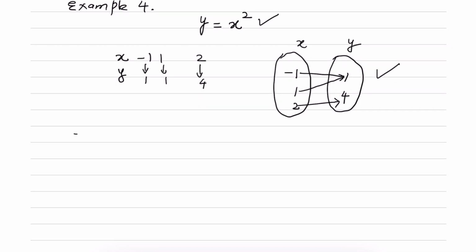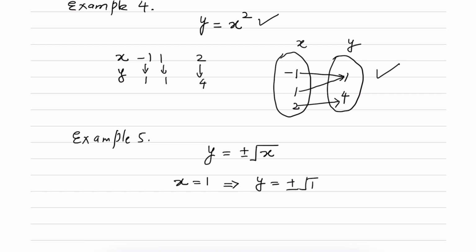Let's look at another example. We have a relation described through this algebraic equation, y is equal to plus minus square root x, and we want to again test whether this relation is a function or not. So we will take one x value, let's say 1, and this gives us y is equal to plus minus square root 1, which gives us plus minus 1.